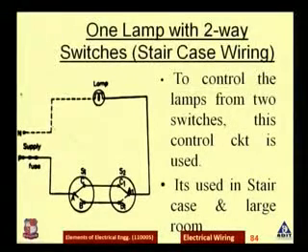And there are two switches. You can see two switches, but both these two switches are connected with the phase only, right? None of the switches is connected with the neutral. So where is this type of switching or control circuit used? This is used in the staircase wiring system.